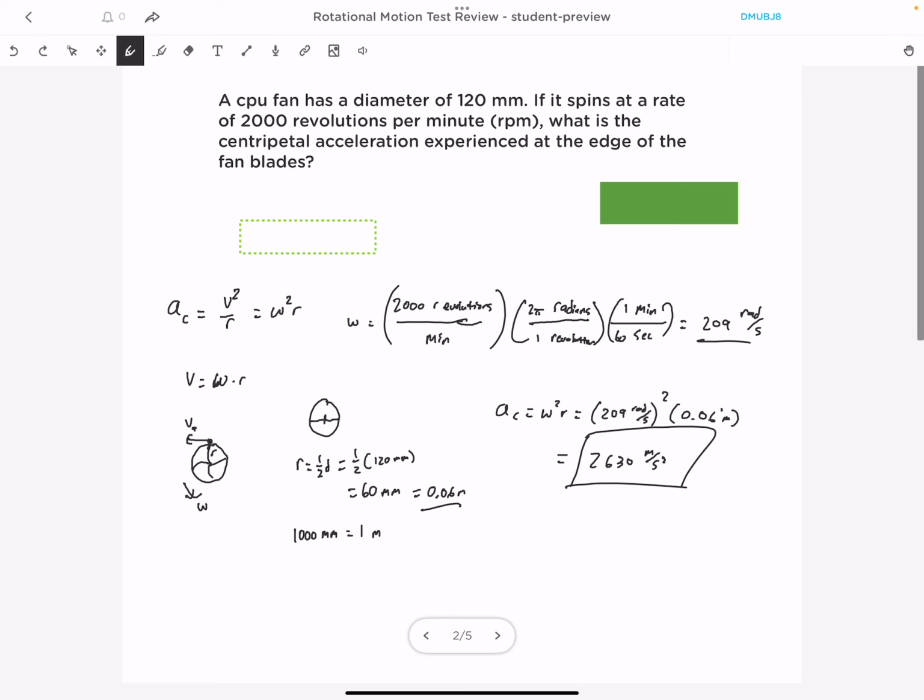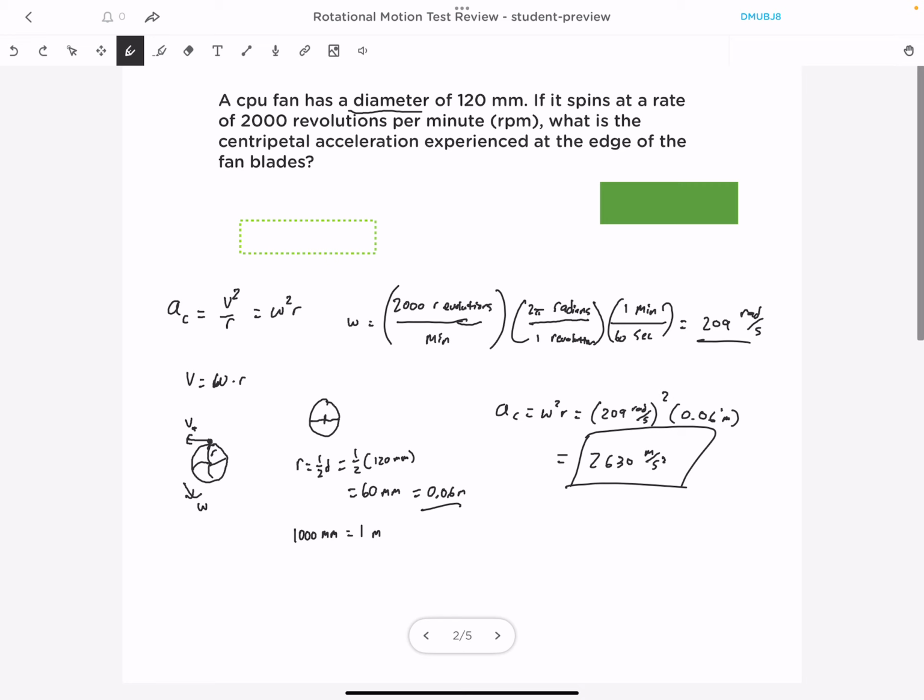I would say the most important thing with this problem is making sure that you know how to do the conversions. So converting from revolutions to radians, minutes to seconds, from millimeters to meters. Also understanding that we're dealing with the diameter, right? So it tells you the diameter, not the radius. So just really reading the problem and making sure that you know how to do all the necessary conversions.